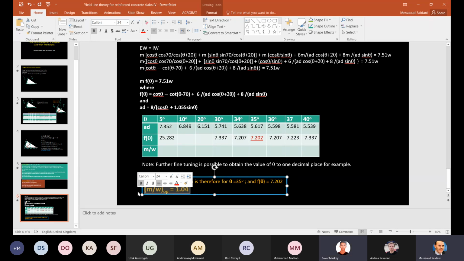So the theory will give you the relationship of moment and failure load, and the design code will give you the moment, and therefore when you combine the two, you can obtain the load at which the slab will fail. Any other questions?